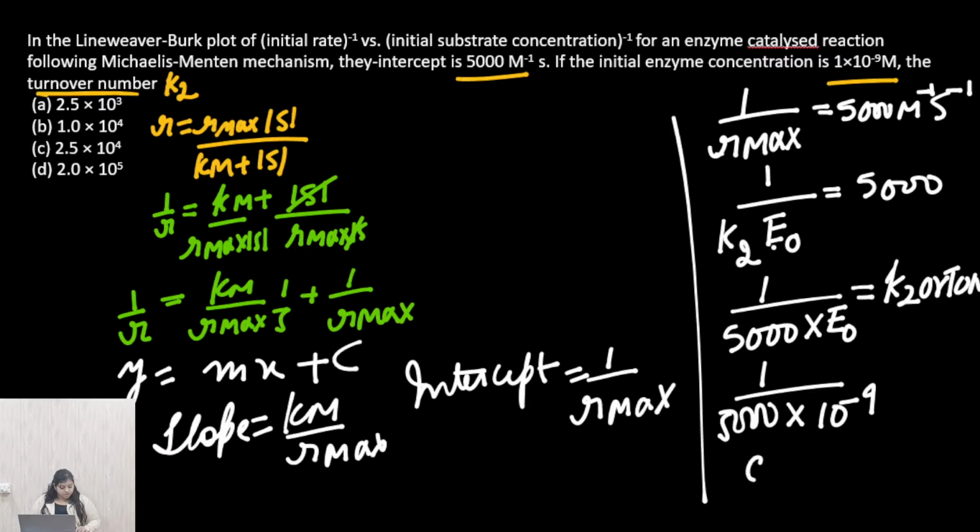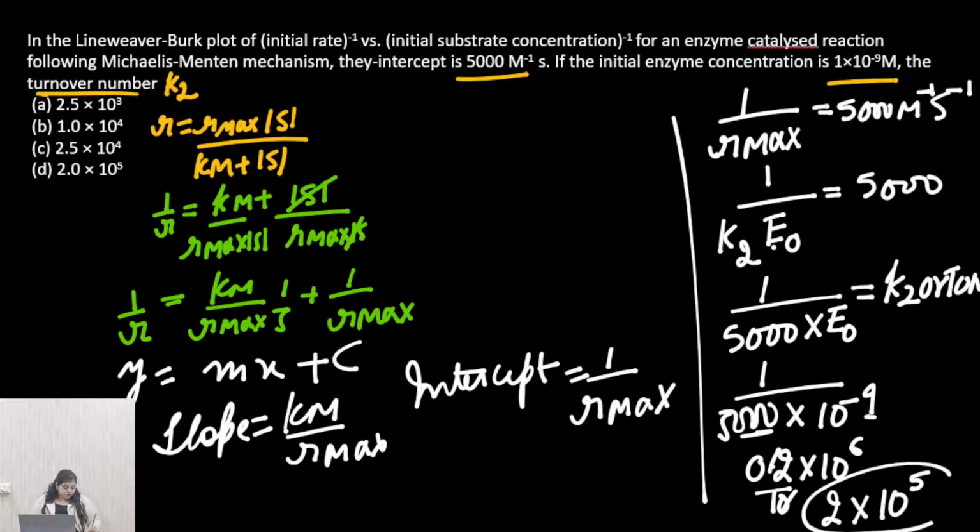So just solve this. It is 0.2 into 10 raised to the power of minus 6, so in the numerator it will become 0.6. With the decimal removed, it becomes 2 into 10 raised to the power of 5. So this is going to be the turnover number. That means the answer will be option D in this case. Okay, I hope this is clear.